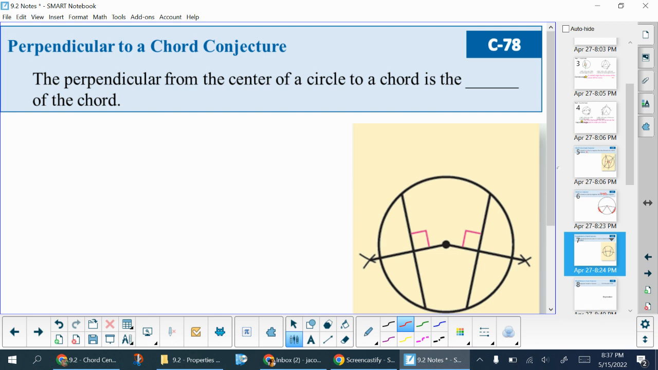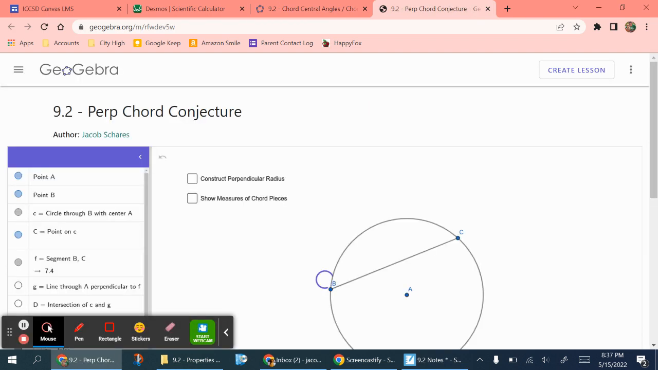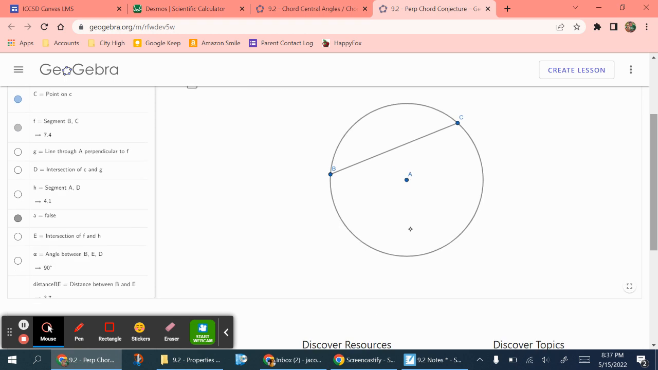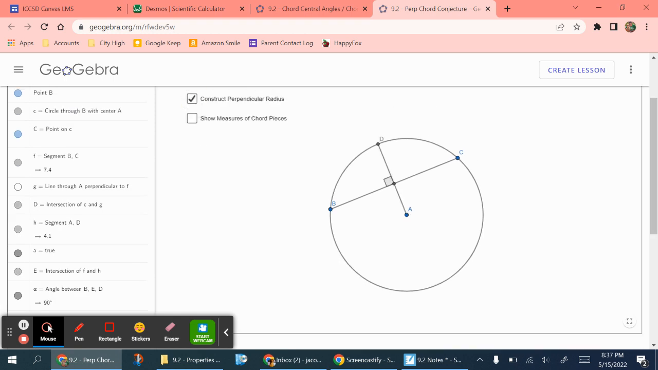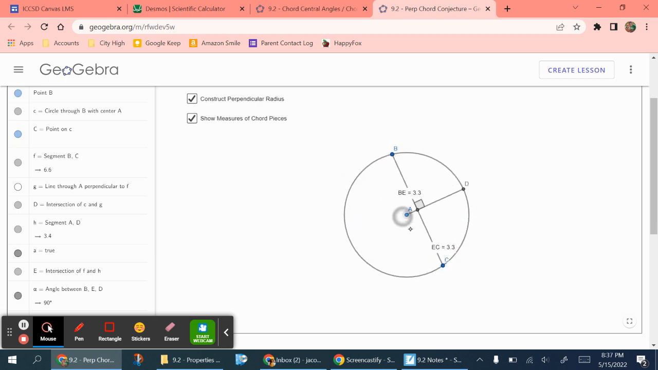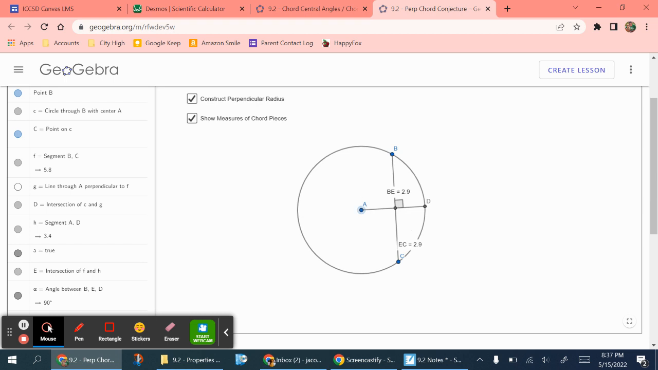Okay, this one's a slightly different idea. It says the perpendicular from the center of the circle to a chord is the blank of the chord. And so they're looking for a fancy math word here, but again, I've got a little exploration of this. So I've got a circle with a chord in it. I'm going to go ahead and construct the perpendicular radius, or perpendicular goes to the center, and then show the measure of those two chord pieces. And I'm going to move this around. And as long as I stay on that side of the circle so it doesn't mess up my construction, you'll see those are always equal.